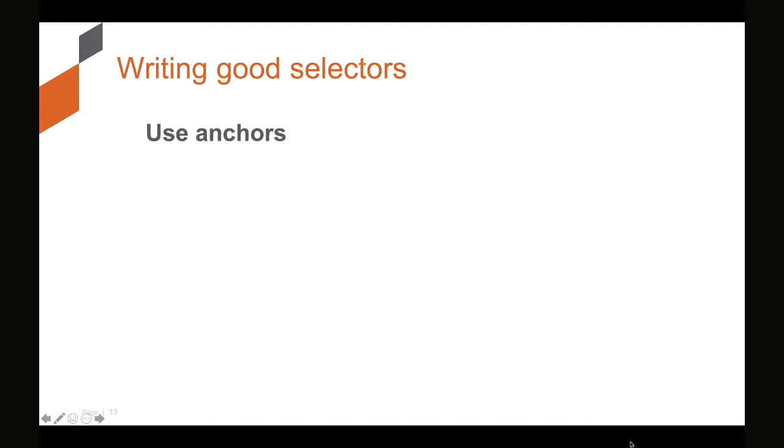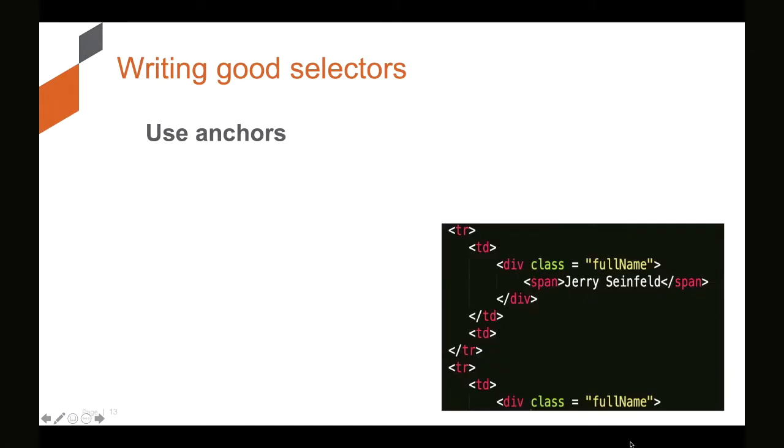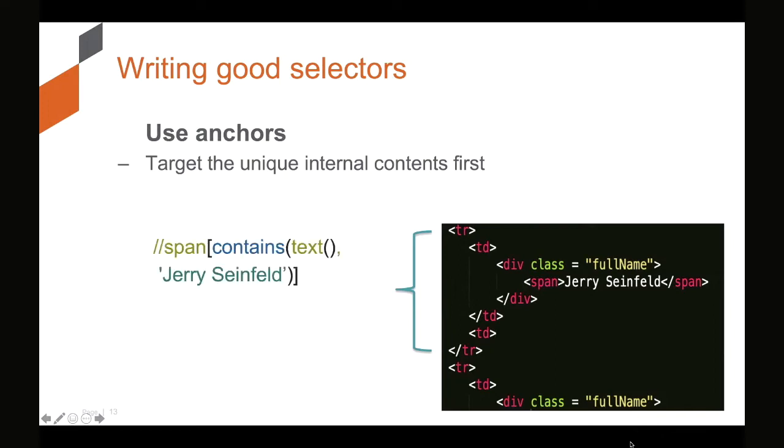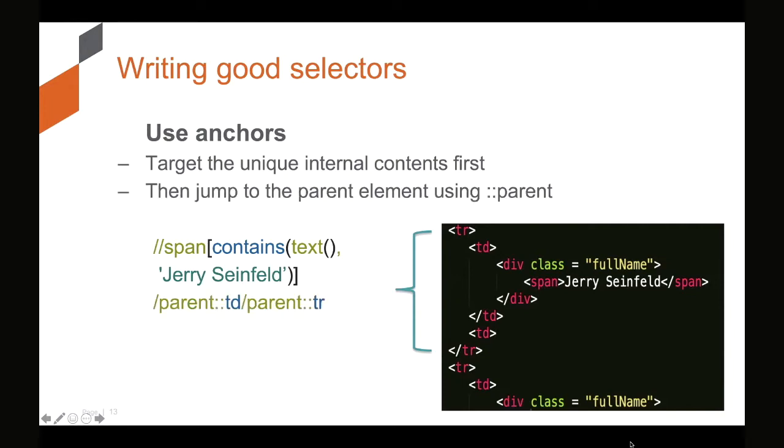The next example would be the reverse. Say you need to identify this row, and this row doesn't have any attributes linked to it. What we could do is try looking for a unique internal element, or maybe a child anchor element. In this case, it would be a span. You use contains text, Jerry Seinfeld, and then jump to the parent element using parent. So this is a reverse of the previous example. You're using a child anchor element to get to a parent element which doesn't have a unique identifier.